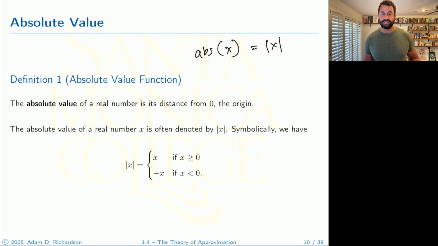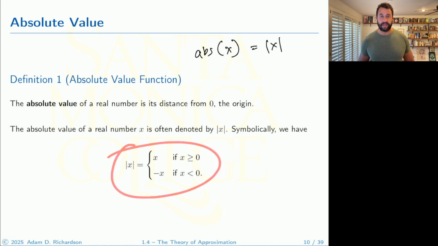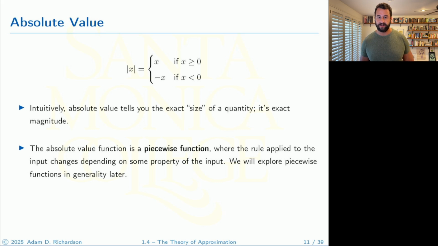Now, symbolically we write this, and I'm going to explain what this means on the next slide. The intuition behind absolute value is it's basically telling you the size of a number, the size of a quantity, its exact magnitude. The way that we define it is through what's called a piecewise function. We're going to discuss those in chapter 2, but for now, you can basically think about it as a function where the rule, the thing that the function does, changes depending on what you put into it.